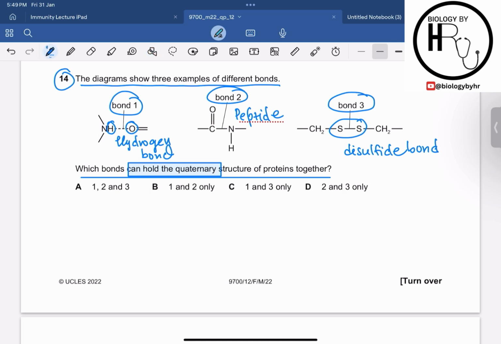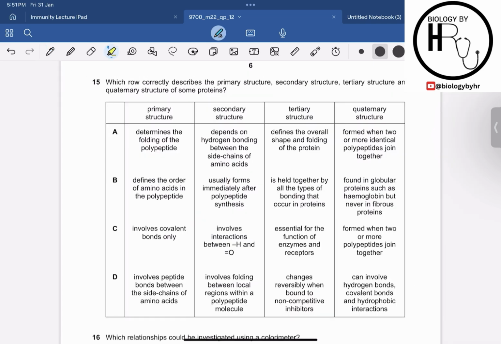They are not saying the bonds which are present. So the bonds which hold the quaternary structure of the protein together are bond 1 and bond 3. Peptide bond is no doubt present within the proteins in the quaternary structure, but it doesn't play a major role in holding the quaternary structure of the proteins together. Right? So the correct answer to this MCQ would be option C, 1 and 3 only.